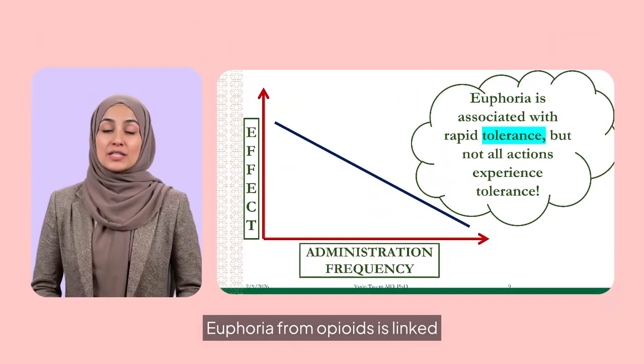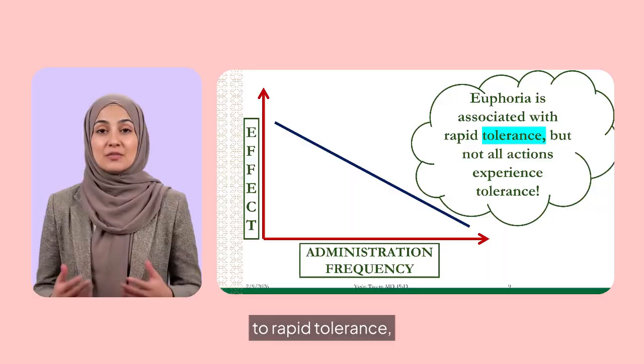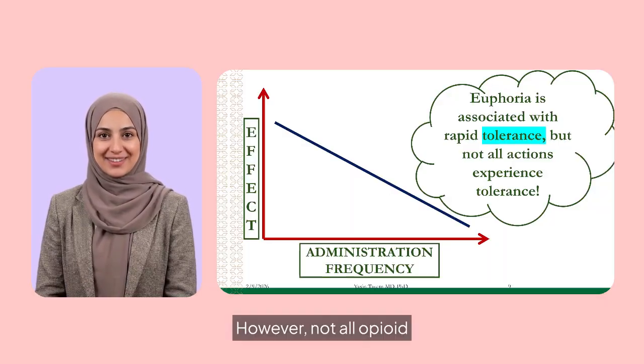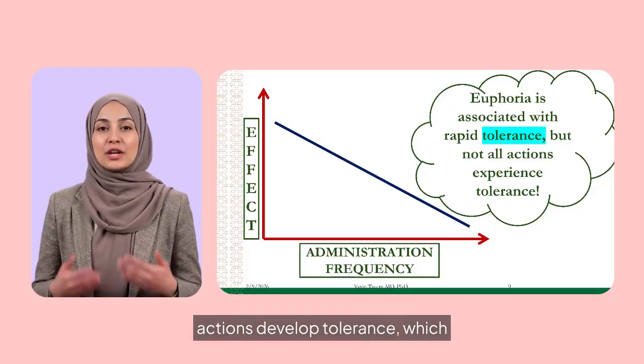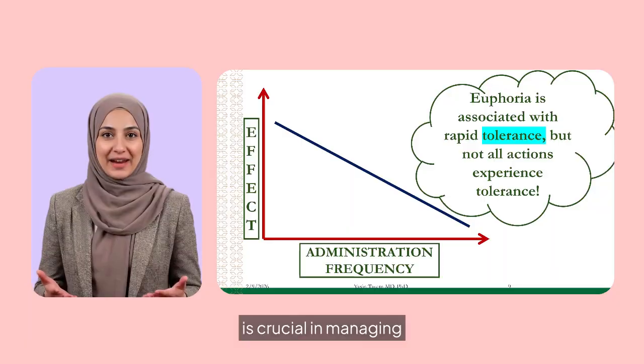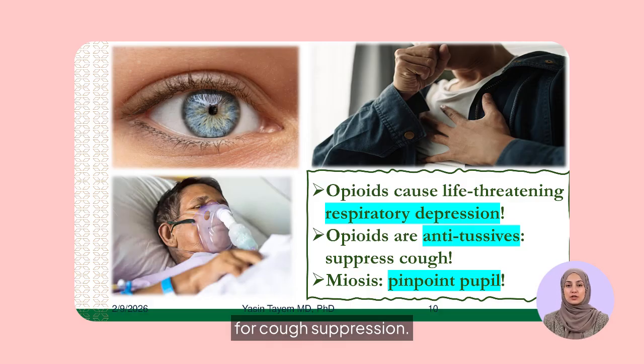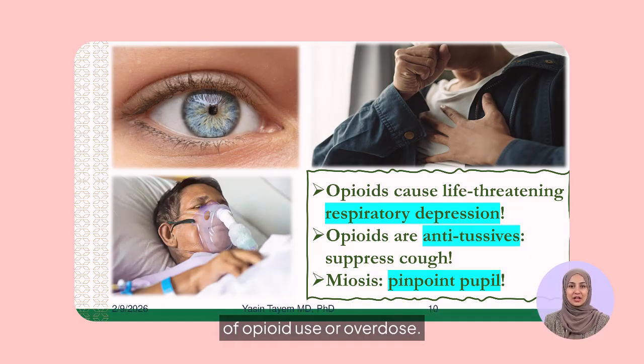Euphoria from opioids is linked to rapid tolerance, meaning users need higher doses to achieve the same effect. However, not all opioid actions develop tolerance, which is crucial in managing long-term opioid therapy. Opioids can cause life-threatening respiratory depression, making them effective antitussives for cough suppression. They also cause miosis, or pinpoint pupils, a classic sign of opioid use or overdose.